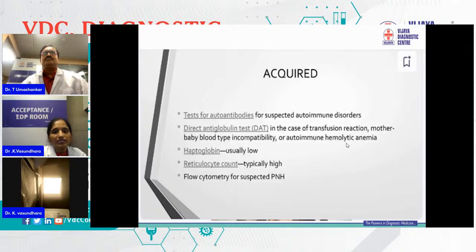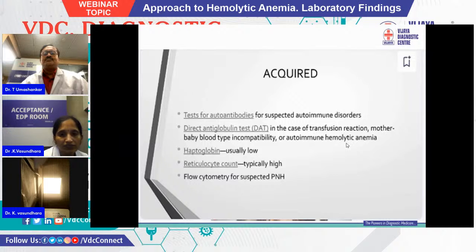And next is the test for autoantibodies. This is a Coombs test and all will do. If you are suspecting the autoimmune etiology, Coombs test helps us in diagnosing these cases. And the haptoglobulin and reticulocyte count. So it's the basic investigations, haptoglobulin and reticulocyte count. And flow cytometry for a suspected case of PNH, it's paroxysmal nocturnal hemoglobinuria.